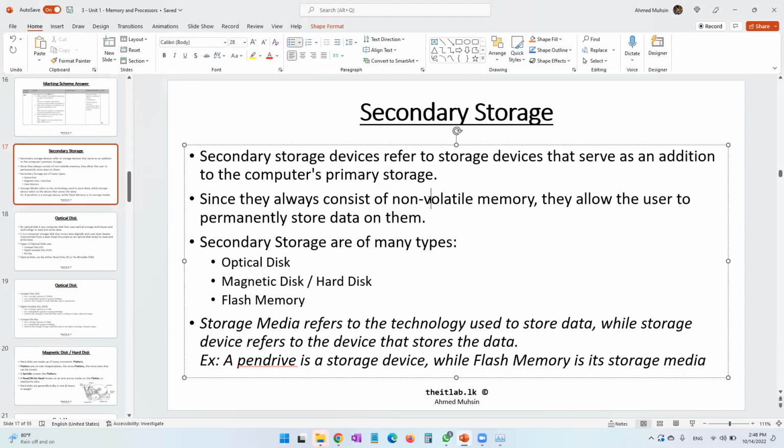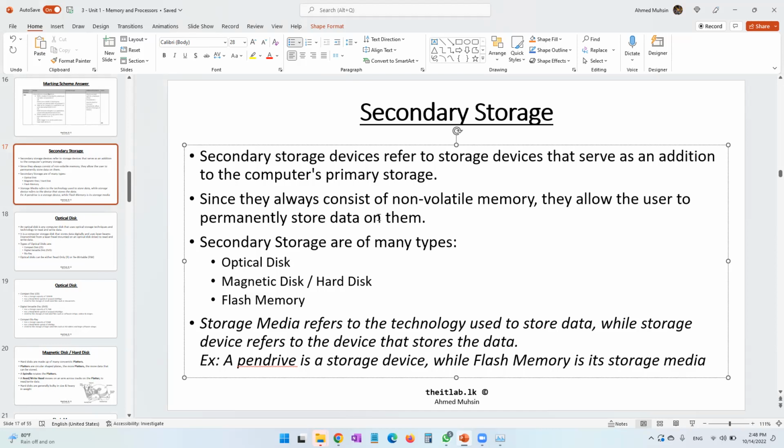So whatever you store in your hard disk, your CD, or a pen drive, they are non-volatile. They will remain even when there is no power. You switch off your computer, you switch on your computer again, and the data that you stored in your hard disk will still remain. So they allow users to permanently store data on them.